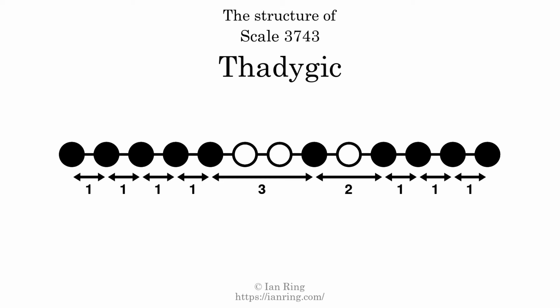The structure of a scale is a description of the interval distance between each successive tone. This scale has a structure of 1-1-1-1-3-2-1-1-1.